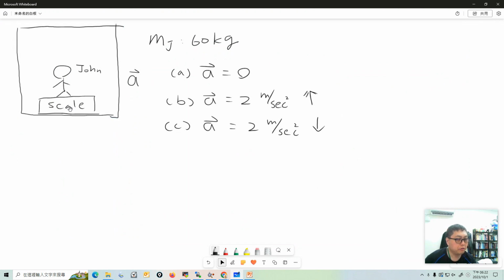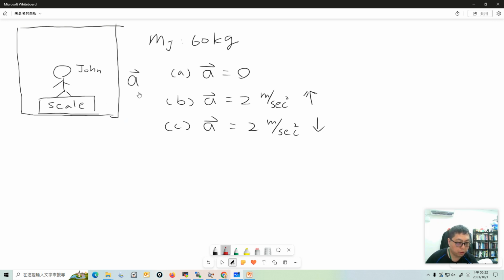He's sitting on a scale in an elevator, and what will the reading on the scale be? It's a famous question, and we use this problem to become more familiar with action and reaction pairs from discussing Newton's third law. Like I said, if the whole elevator has different acceleration, the reading on the scale will change. So how do we analyze this problem?